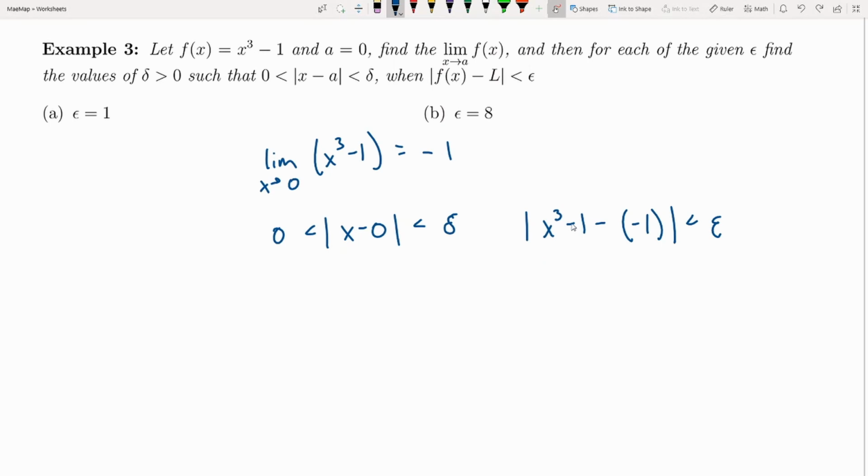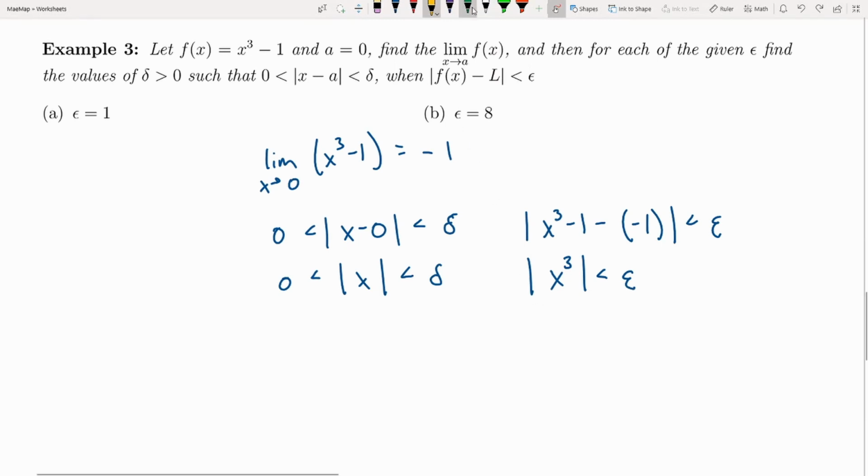Now I'm going to simplify each of those inequalities. So I'm going to have 0 is less than the absolute value of x, which is less than delta. And think about x cubed minus 1 minus a -1. That's going to leave me with the absolute value of x cubed is less than epsilon. Now here is the part that makes solving these fairly easy. If I can get what's inside of my epsilon inequality to look similar to what's inside of my inequality for my delta value, then I'll just be able to solve for delta.